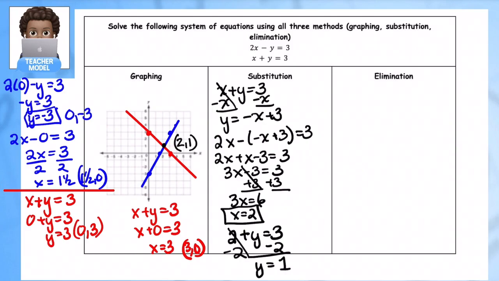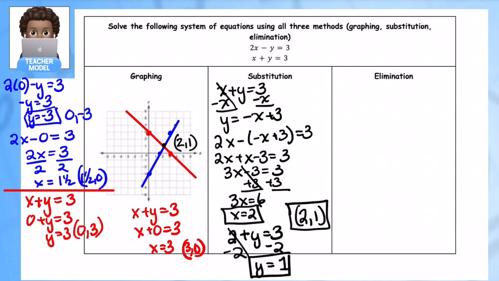And y is equal to 1. So again, now I have another solution of 2, 1, which is the exact same from graphing. So we have it confirmed in 2 different ways. Again, the key here for substitution is to get that y equals or x equals, so we can just easily substitute in. All right, let's go to the last one, which is elimination.